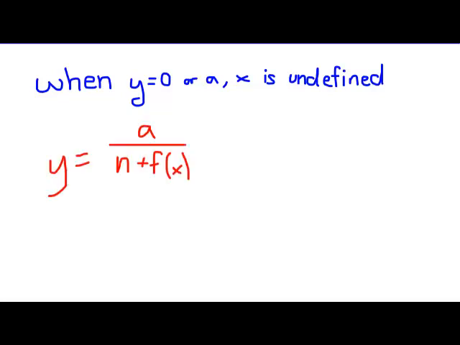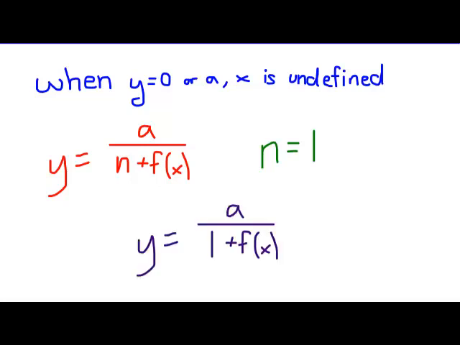So at this point we can assume that our function is in the format y equals a over some number n plus some f of x, and that it has two asymptotes, one at y equals 0 and one at y equals a. If you think about it, n can be any number whatsoever so long as you compensate in the f of x. But let's choose 1 because it's such a nice number. So our equation becomes y equals a over 1 plus f of x.